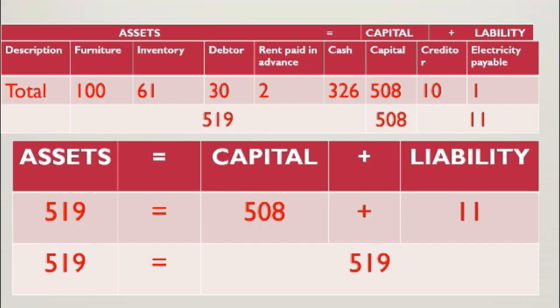So now I'm taking all the totals to a different slide. If we add all the assets, it will come to 519,000. Capital will come to 508,000. Liability is coming to 11,000. If we add liability and capital, it will come to 519,000. We know asset is equal to capital plus liability, and here 519,000 is equal to 519,000. So if you made any mistake in any of the transactions, this will not balance.